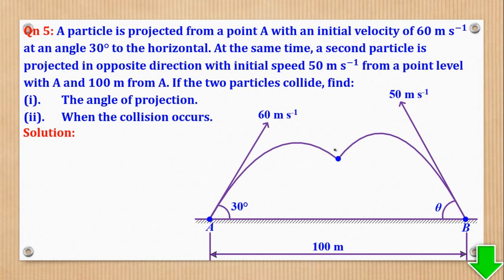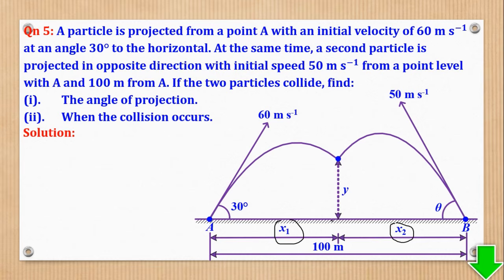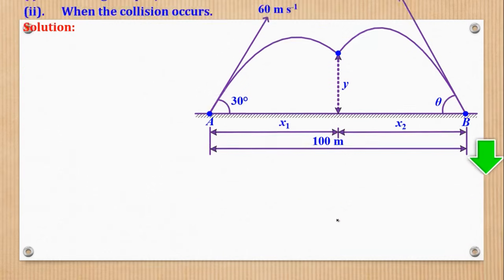At that point, that means that they have the same height from the ground, which is y. And two, they have taken the same time to reach that point. But then three, the distance moved by particle A and the one moved by particle B, when I add the two, I must get 100. When that is in our minds, then we can proceed.